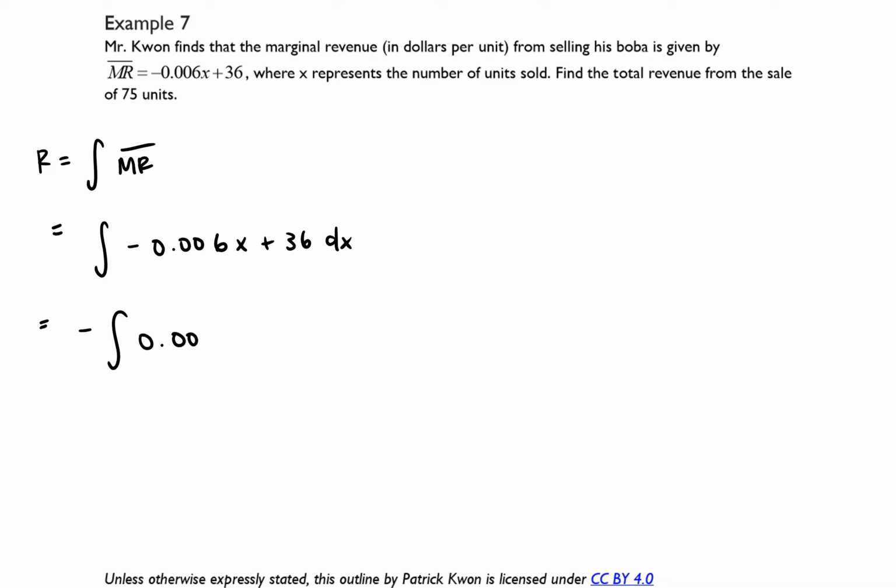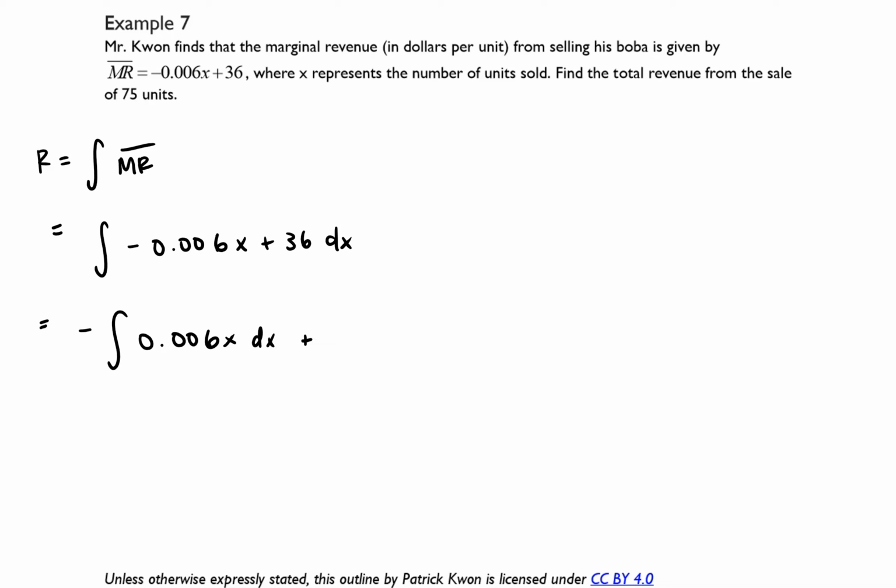So if we want to find the revenue function, that's going to equal the integral of the marginal revenue function. So that's going to be equal to the integral of negative 0.006x plus 36 dx. And then I can separate that using some of those integral properties. The first thing I did was bring the negative 1 outside of the integral sign. And now I'm going to separate this into two different integrals and also bring out the 36.